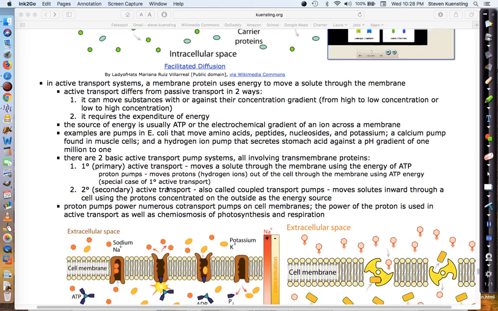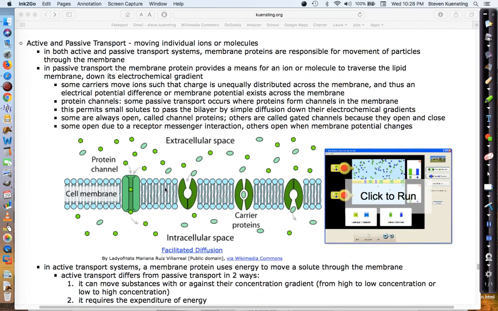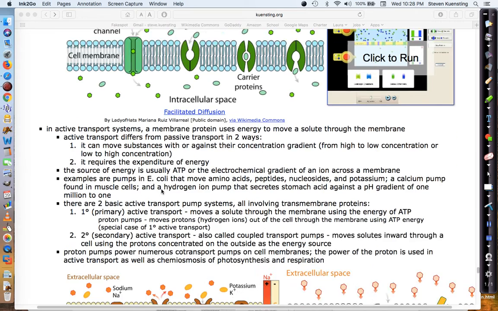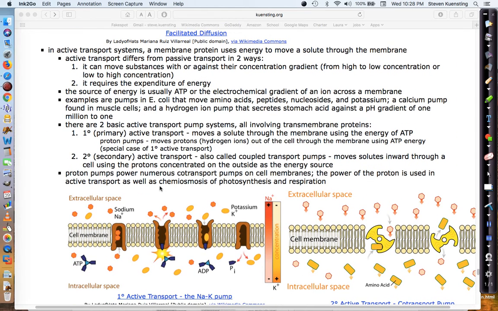So, in an active transport system, which is different than a passive transport system, energy is required to pump things. Active transport consumes a lot of energy. Most of the energy right now that you're thinking with is going to active transport in your brain. Your brain cells pump minerals. Active transport differs from passive transport in two basic ways. Active transport can move substances with or against their concentration gradient. It usually moves them against their concentration gradient. Not always, though. It also requires the expenditure of energy. And the source of energy for most active transport systems is ATP, but some use electrochemical gradients to do their thing.